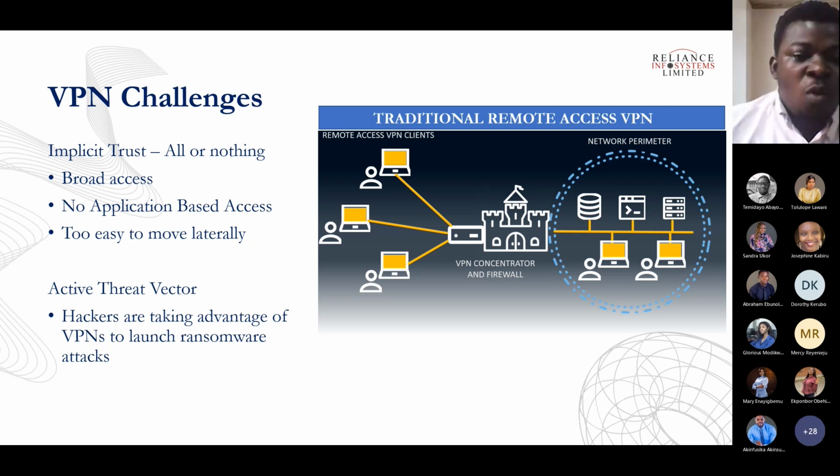Implicit trust means that once you give users access to a VPN profile, they gain access to the entire network, because all the VPN requires from you is just a username and password. Once you authenticate, you have access to the entire network as well. So hackers are taking advantage of this, because they can create a vulnerability in the software or devices you are using to connect.